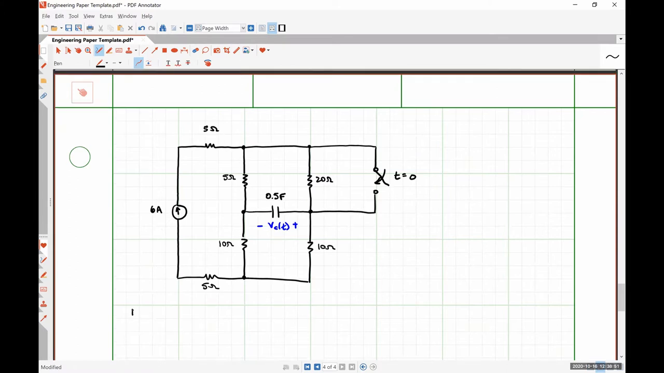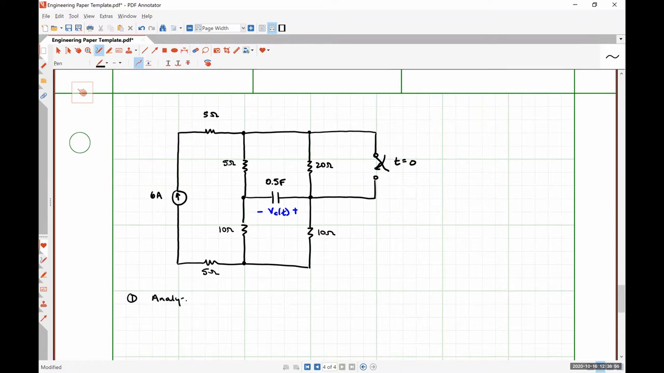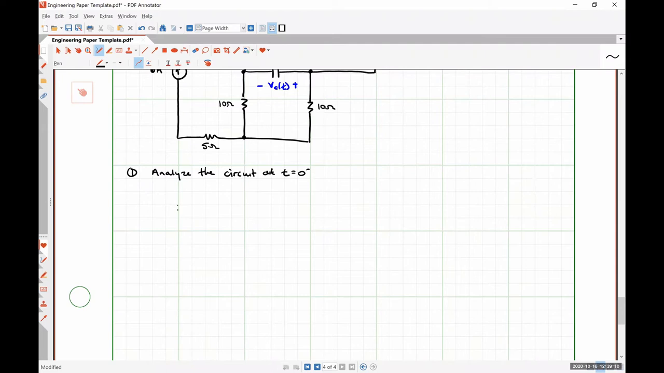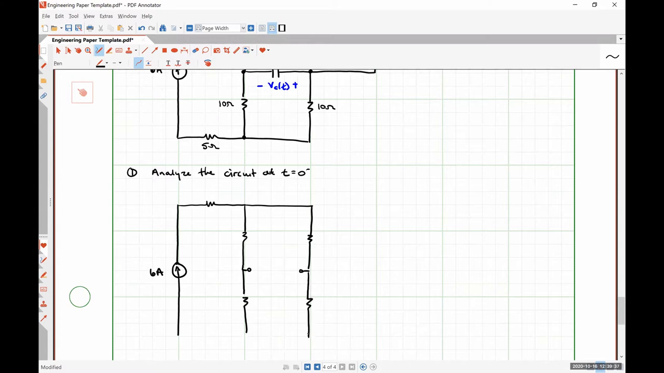So as before, our first step in any problem like this is to analyze the circuit at T is equal to zero minus. So in our case, that's a DC steady state circuit. So here we have our 6-amp source, resistor, short. Our capacitor is going to be an open circuit because we are at DC steady state at T is equal to zero minus. So let's see, 5, 5, 20, 5, 10, 10. And our quantity of interest is this voltage VC at zero minus.